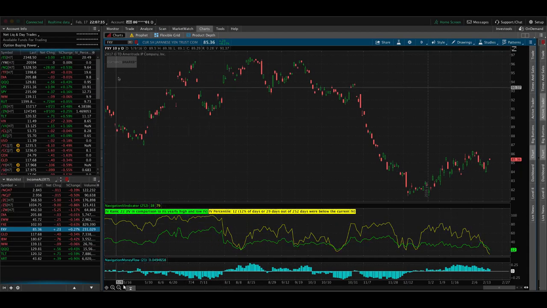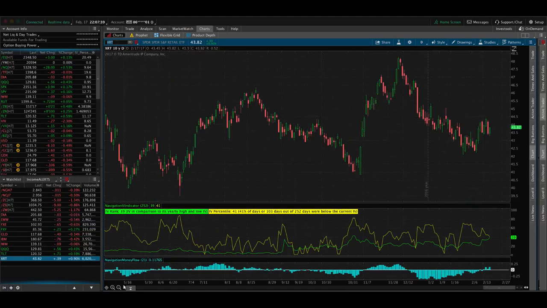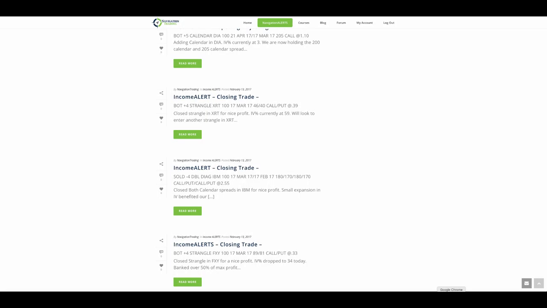But if we look at XRT, the implied volatility dropped on me. Before I even had a chance to get one on the next day, it dropped. So unfortunately I didn't get in on that, and now we'll just wait and see if we can get a spike back up before we try to re-enter in XRT.